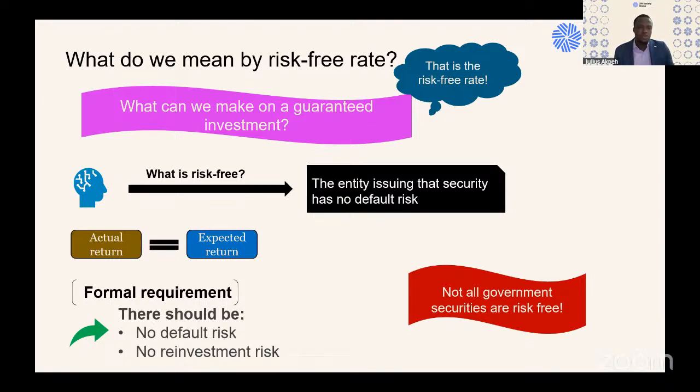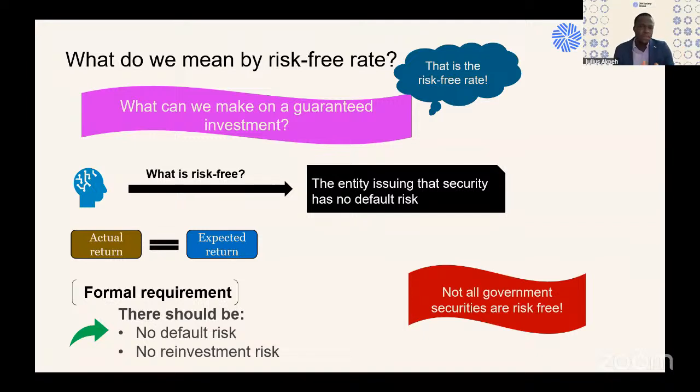The government will not default. It is expected the government will not default. In fact, there's an absence of default. The second is that there is no reinvestment risk. The second one here, I will have to explain again.